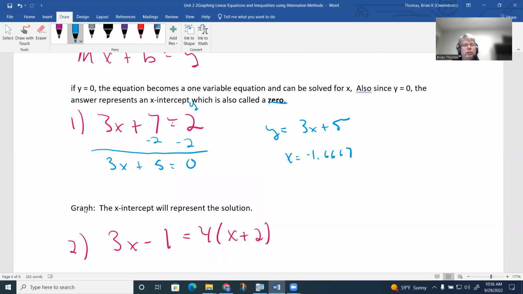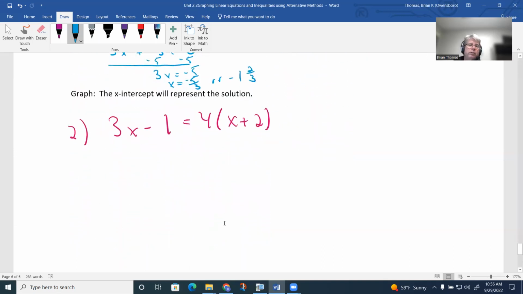Now, of course, we could just subtract 5 on both sides over here. 3x equals negative 5. Divide both sides by 3, and you would have negative 5/3, or negative 1 2/3. So I take it that negative 1 2/3 is the same thing as negative 1.667. So that's how we could have solved this equation by graphing if we wanted to.